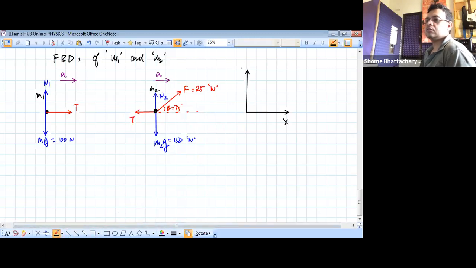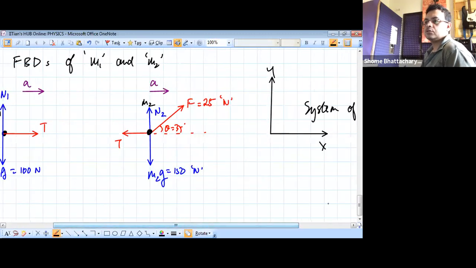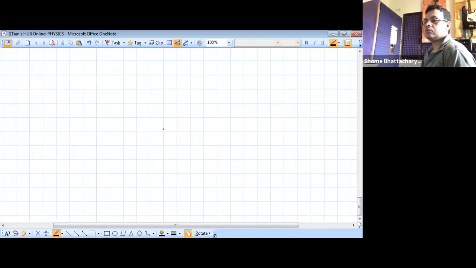So this is our system of axes. Having done that, we'll have to resolve this force F. This force F over here has to be resolved. So in the diagram below, instead of that force, let us show its components. F's x component will become F cos theta. In this case, 25 into 4 by 5. This will become 20 newtons.